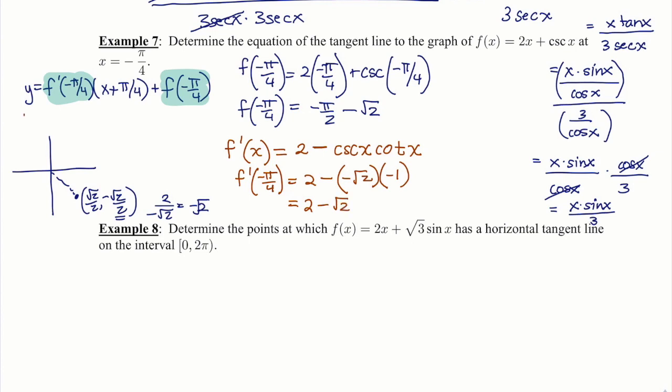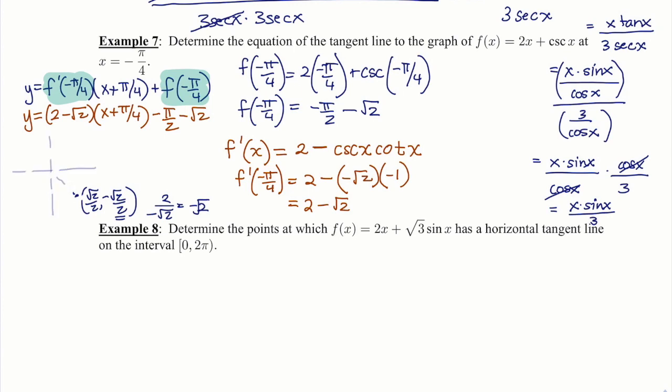So the equation of my tangent line is going to be y equals, the slope is 2 minus the square root of 2, and then I want times x plus pi over 4, and then we want to add the function value, which was negative pi over 2 minus square root of 2. We could probably clean that up a bit.